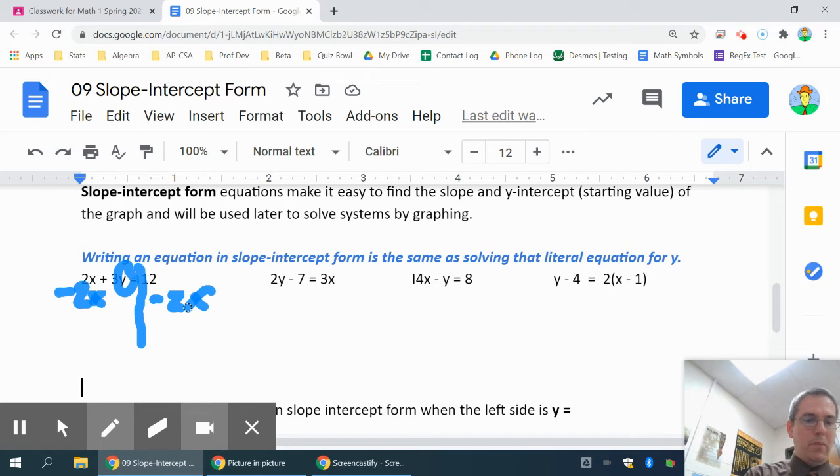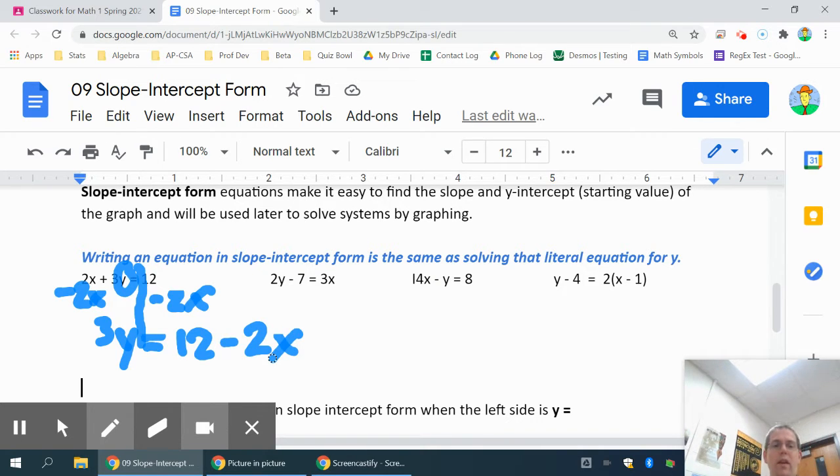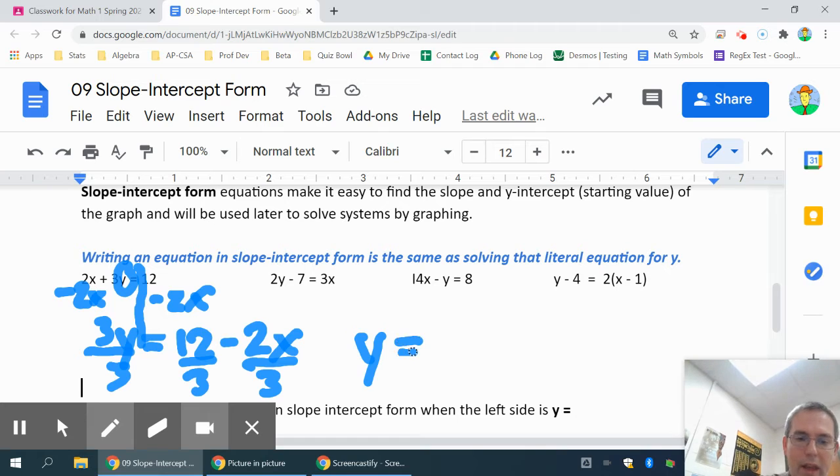So that's going to give me 3y equals 12 minus 2x. And then the next thing I'm going to need to do is divide both sides by 3. And now what I'm going to do after I do that is put the x in front: negative 2/3 x plus 12 divided by 3 is 4.